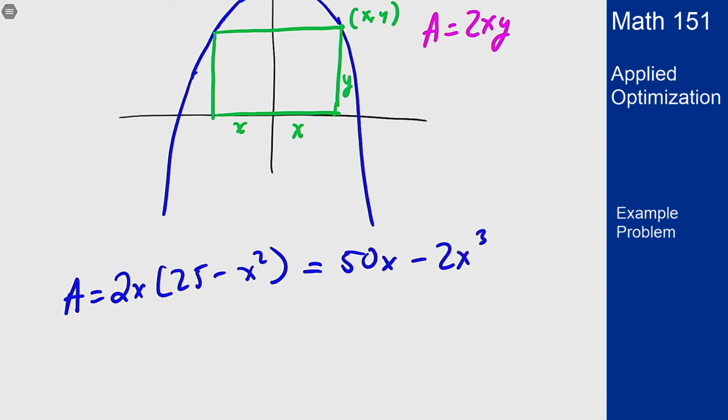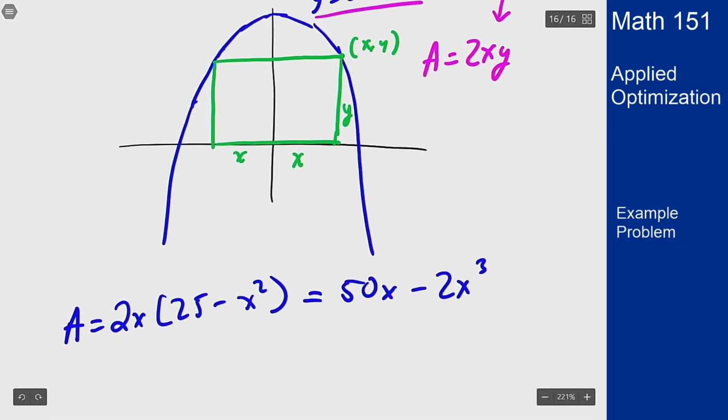And what is the interval here? Well, x has to be positive because there's a length in the positive direction, so it must be at least 0. And the biggest it could be is 5, because this point right here is at (5, 0), and that's where the rectangle stops being a thing. So 0 to 5 are my bounds here.